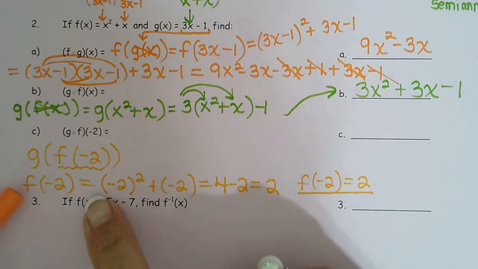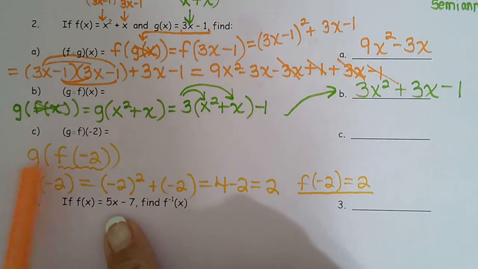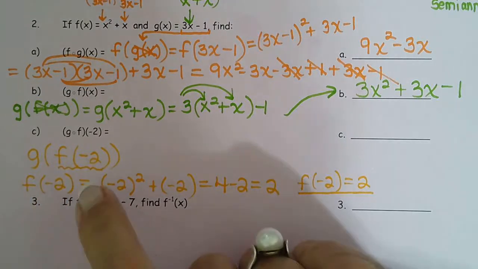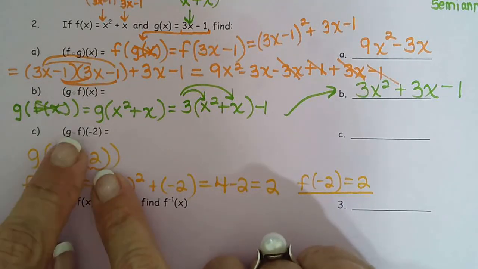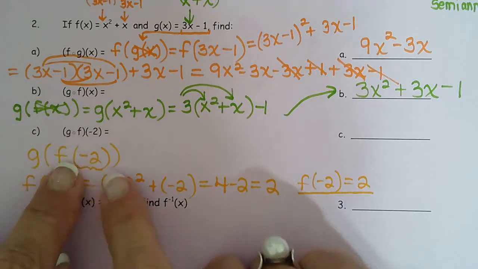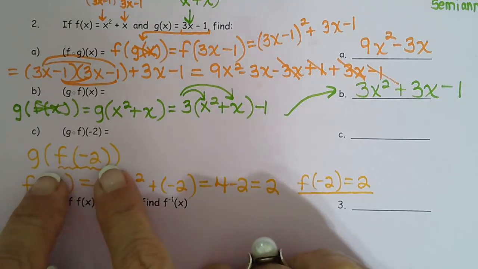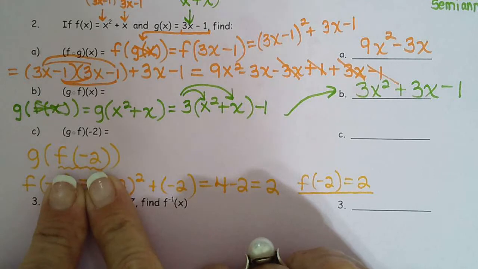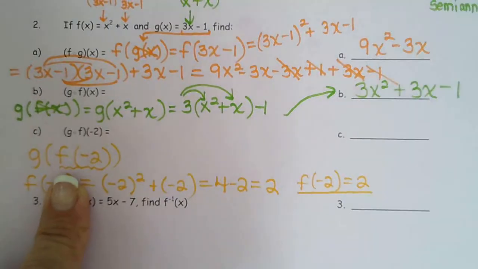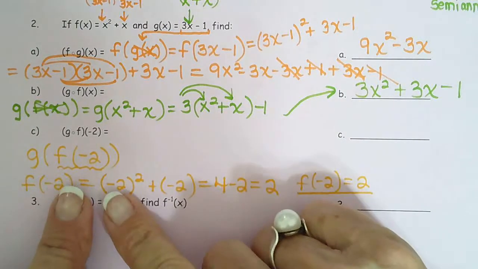We were right in the middle of 2C on the Chapter 8 practice test. We had done the first step, so we wrote our nested parentheses, keeping it in the same order, g of f of negative 2. And we know from order of operations, you always do what's inside first. So we need to do f of negative 2 first.